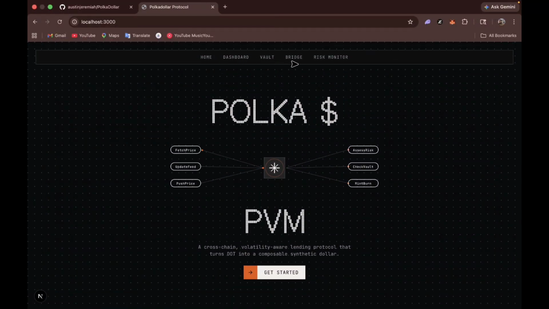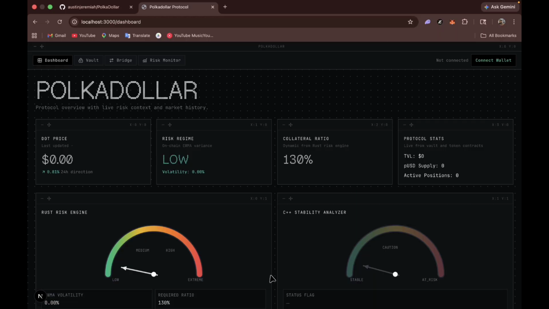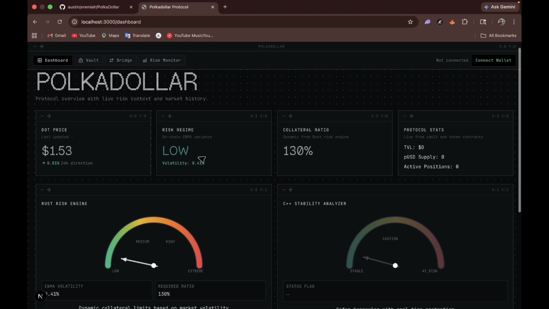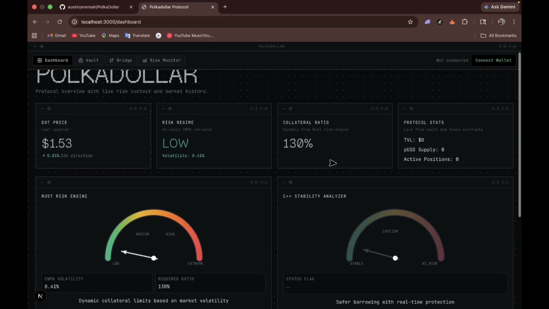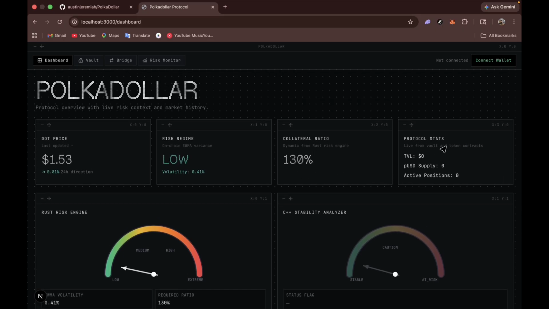The calculation happens inside a Rust contract on PolkaVM, which is called directly from Solidity in the same transaction. We also run a C++ contract on PolkaVM that scores position stability across 3 dimensions. So let's get started. The dashboard reads live from contracts on the Paseo Asset Hub testnet.